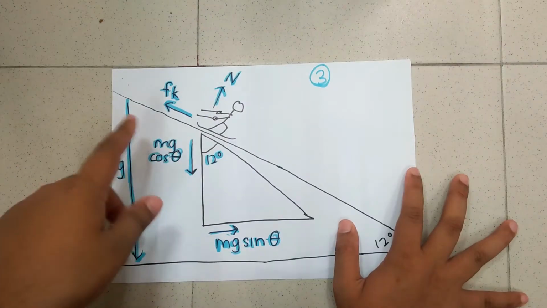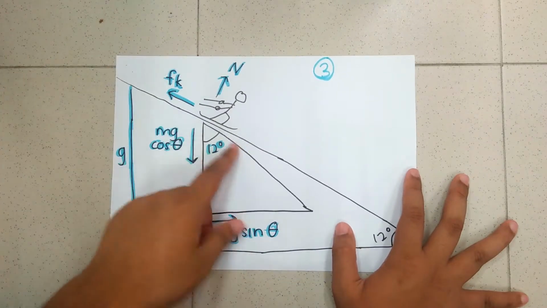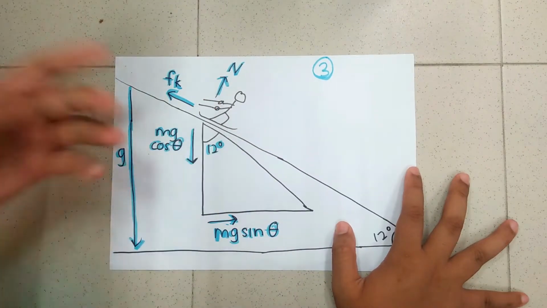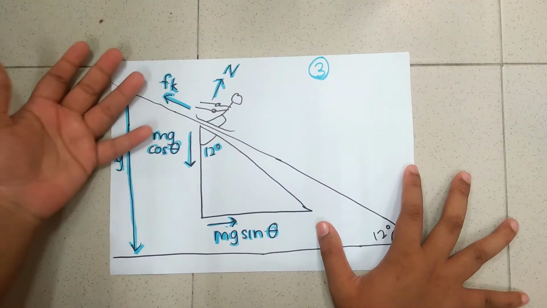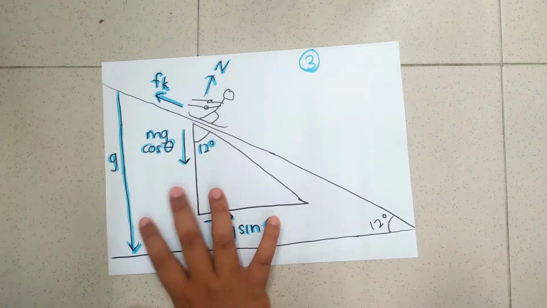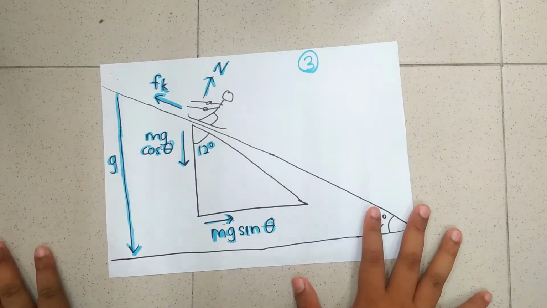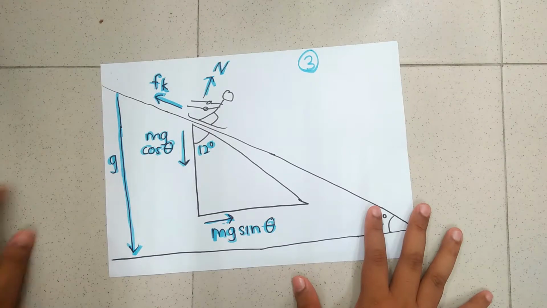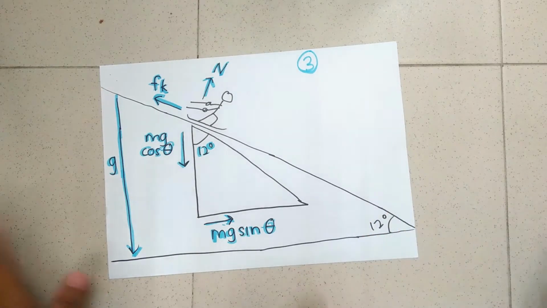This is a diagram for the person who is going down the slope for ski. At this slope, we have N, the normal force that goes upwards, and then we have the coefficient of friction, or force of friction, opposite the direction, and then we have the weight, which is mg. For the mg in the y direction, that is mg cos theta, but for the mg in the x direction, that is mg sin theta.